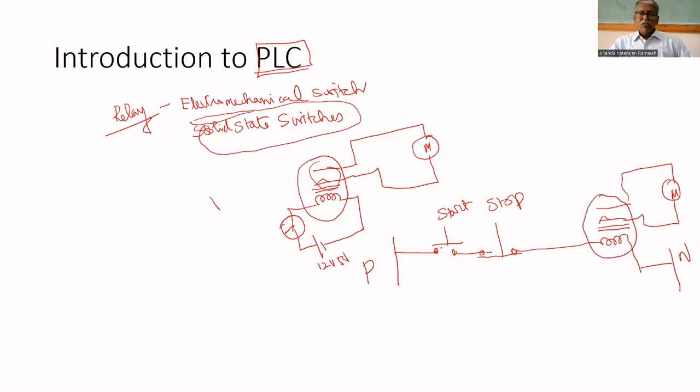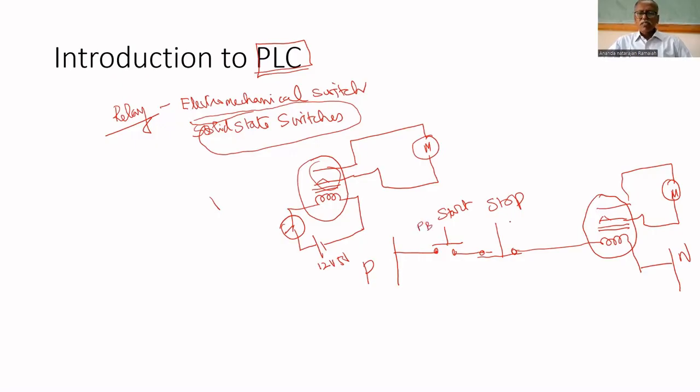How can we start? If you press this, what will happen? Phase is connected to this coil and the other end is connected to neutral. That's why this will energize, and the motor will run. But what you have to do is continuously press the start button. If you press, the circuit is closed. Am I correct or not? That's why the motor will continuously be on.